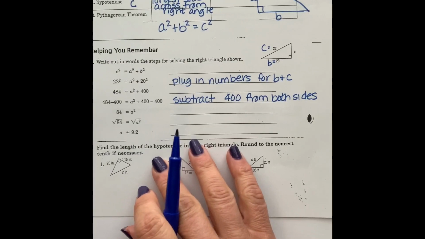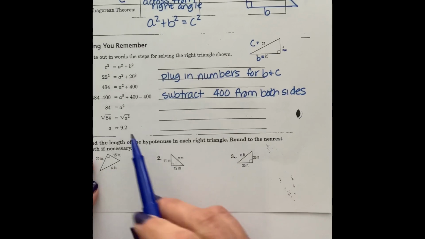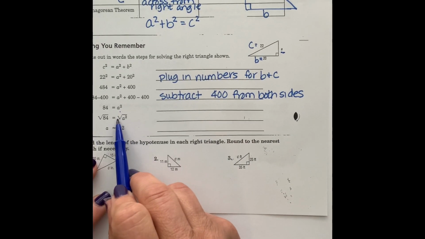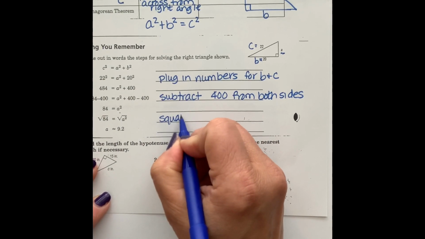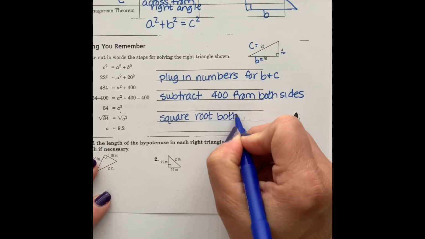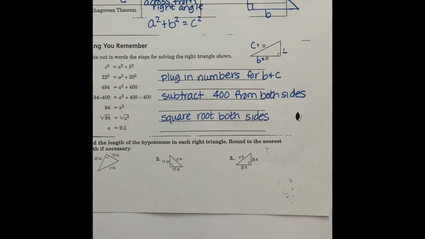Now remember, we want to find out what side A is, not what A squared is. We want to know what just A is. So when we unsquare from previous lessons, we would do a square root. So we would square root both sides. And you'll round it to just one decimal place if you need to, okay?